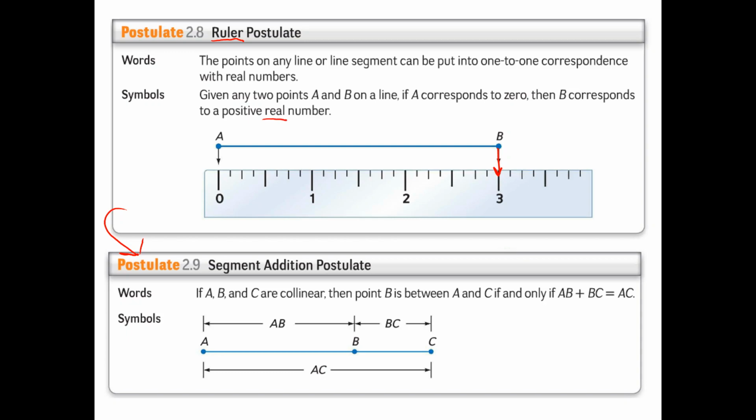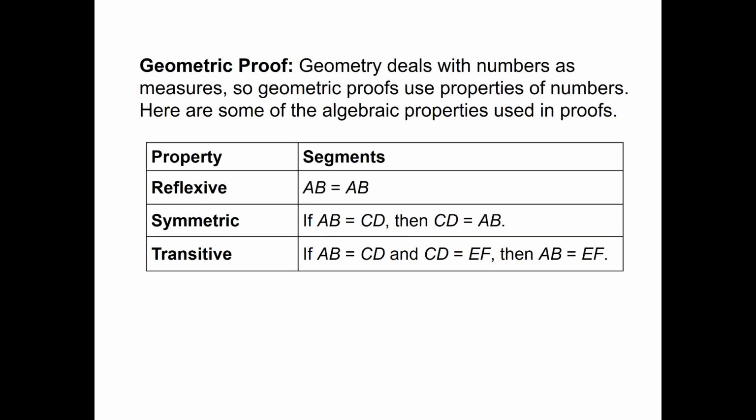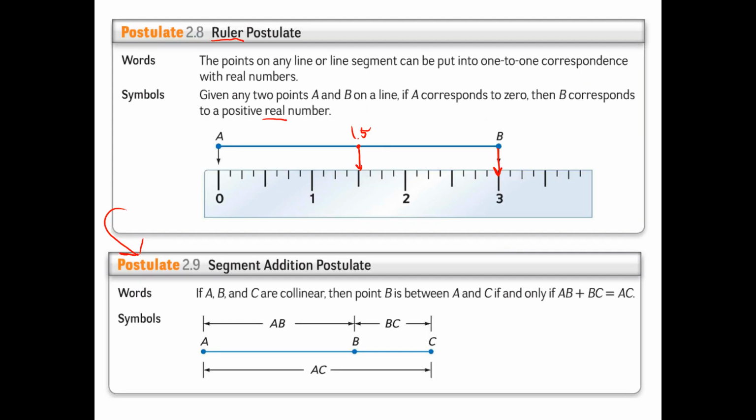which means it could be a decimal. So this point right here could correspond to 1.5. This point right here could correspond to 2 and an eighth, which is 2.125. The reason that's important is because the fact that I can measure the distance between any 2 points is important for the idea that I could then come in and add those segments together.